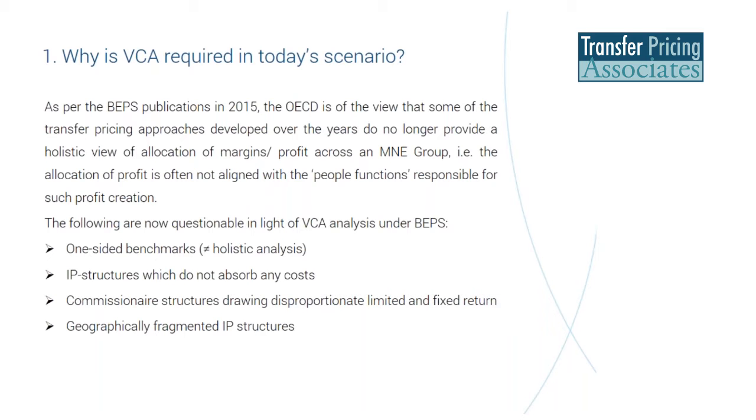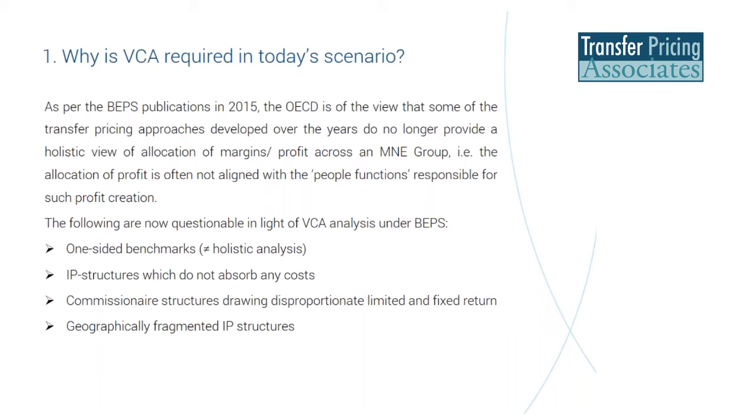Third structure which is becoming questionable is commissioner structures. As we have already seen in Action 7, commissioner structures are the kind of no-go now, and they will attract permanent establishment issues. And if the pricing with commissioners is not at arm's length, more profits will be attributable to these commissioners.